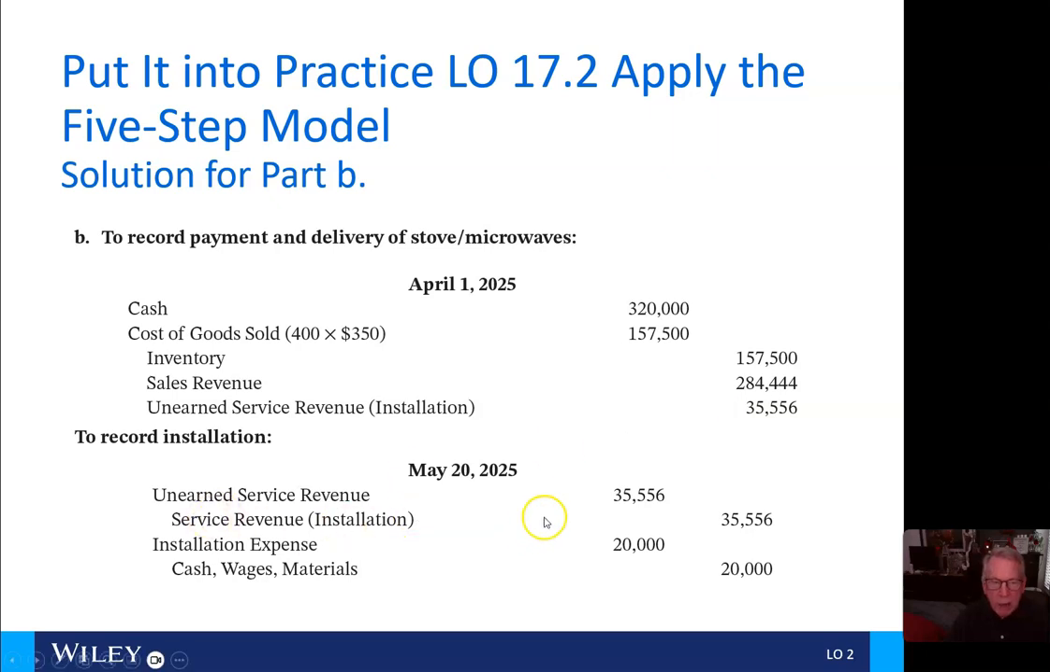Then on May 20th, we'll reflect that we've earned that $35,556 and credit earned revenue for the installation. And we also have installation expense here for $20,000, and that's comprised of cash, wages, and other materials.